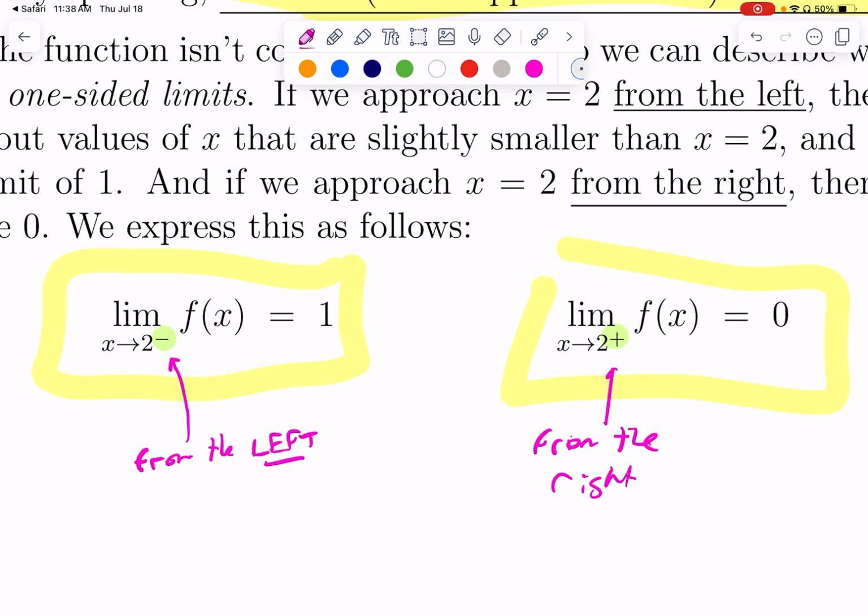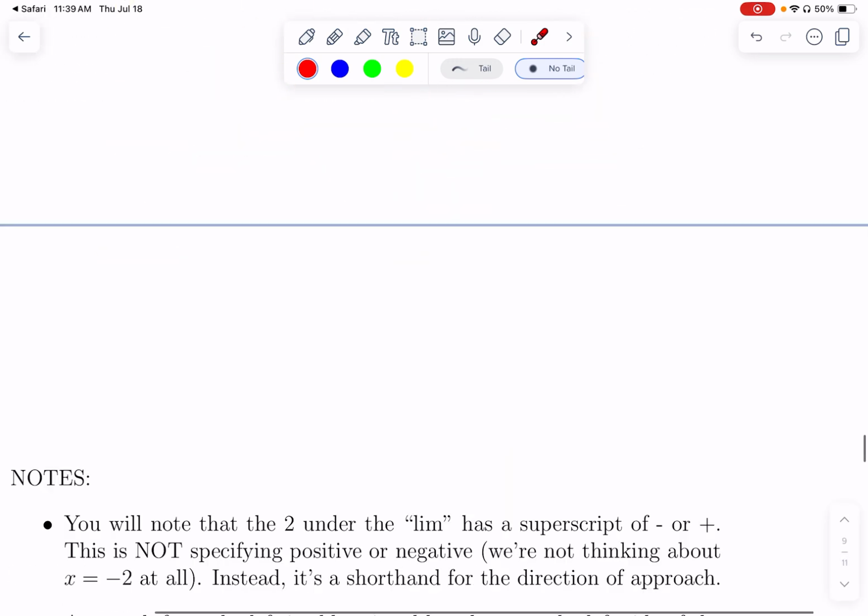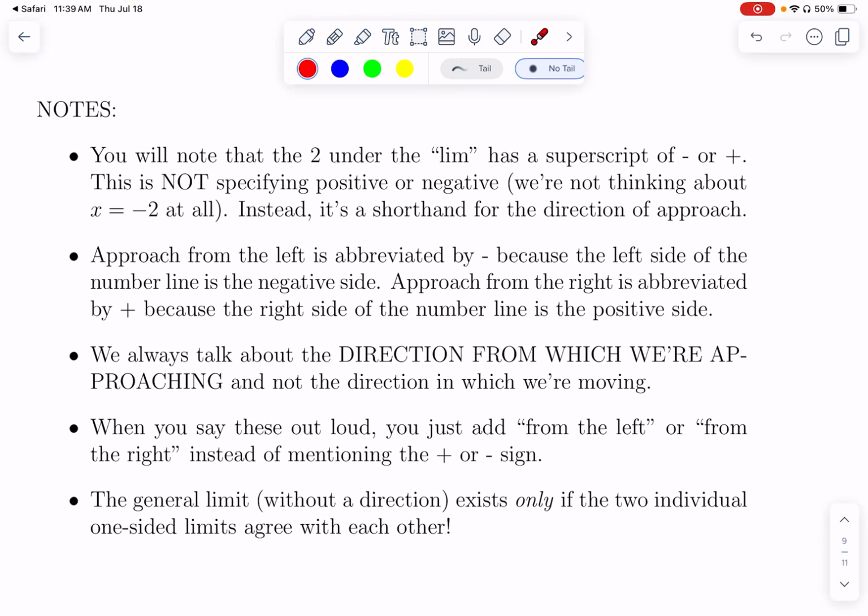If we have a jump and there's no single limit, but we still want to talk about the pattern we see, if you have a pattern from the left, you write a little minus sign after the x value. If you have a pattern from the right, you write a little positive sign after the x value. So just a couple of notes and observations.